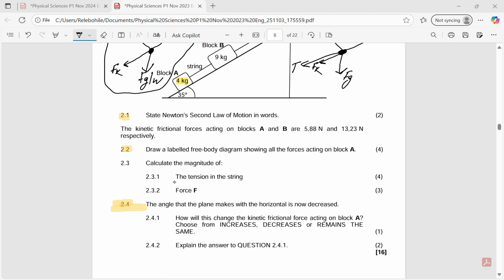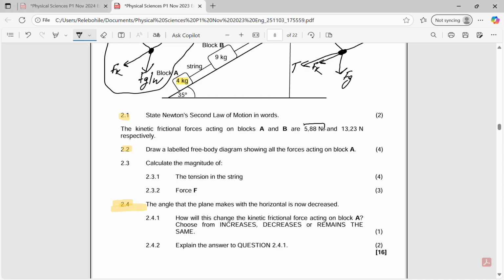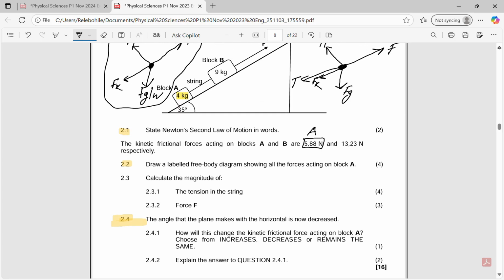The next question, guys, says we have to calculate the magnitude of the tension in the string. Okay, so we want the tension here in this string. For us to find that, guys, we will have to check the information that we have. Okay, and the information we have is the kinetic friction of what? Of block A. Okay, and then we have other things that we can find from our free body diagram.